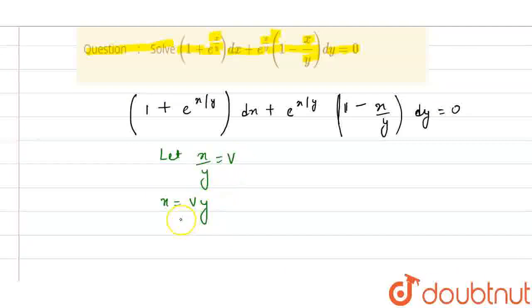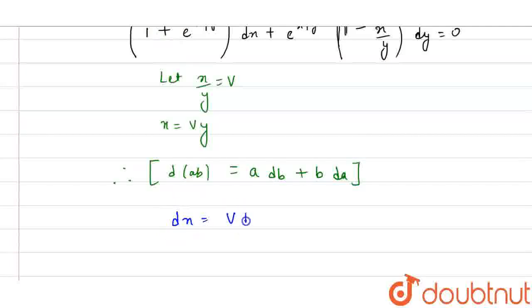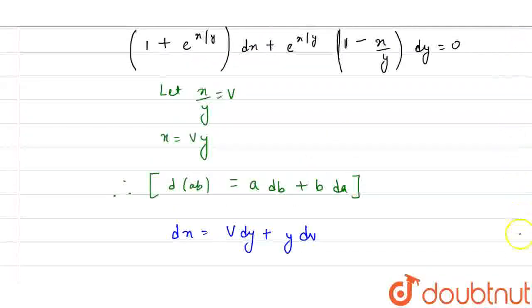Now by differentiating vy, we know the formula for the derivative: if we have to differentiate ab, this equals a times the derivative of b, that is db, plus b times the derivative of a, that is da. Similarly, using this formula, dx = v dy + y dv. This is the method.